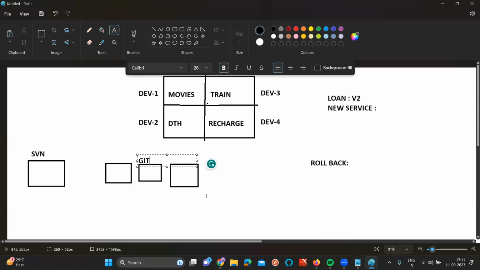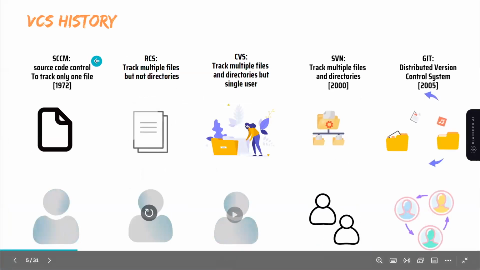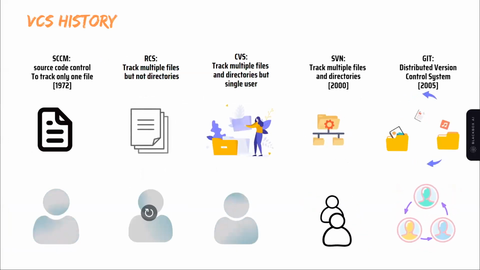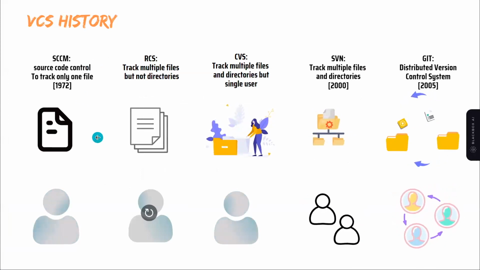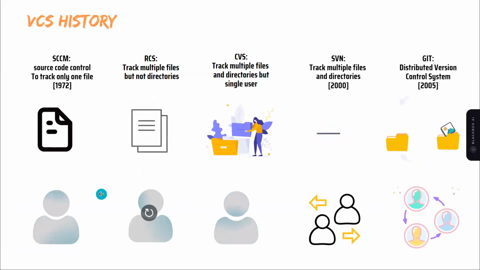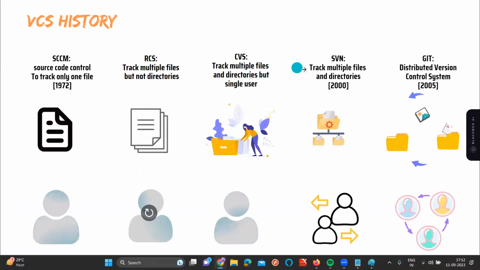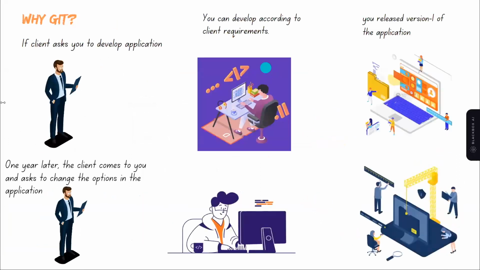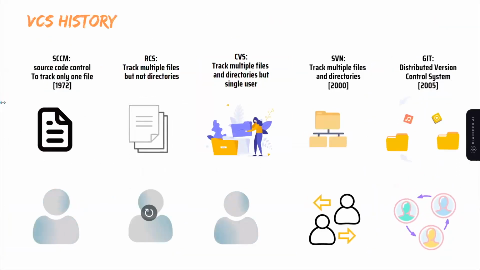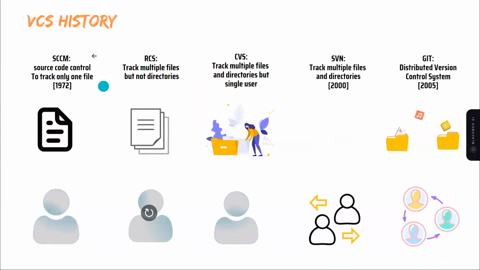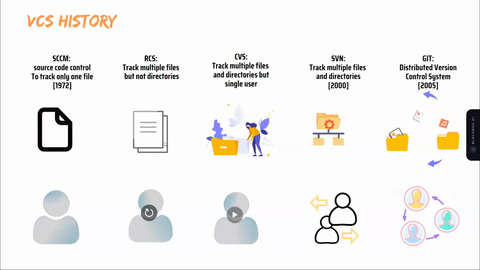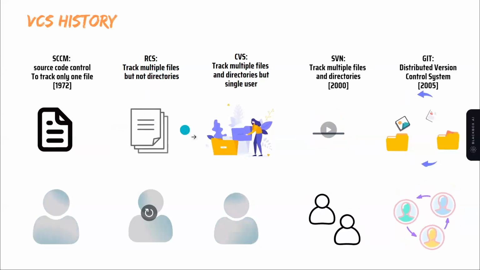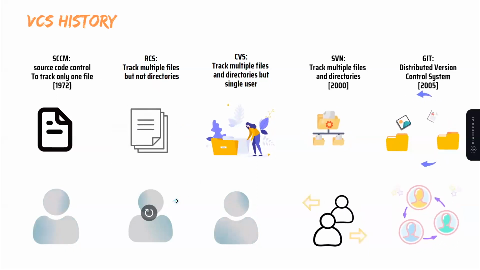Is the concept clear for all of you? One more time, I'll explain for your clarity. See, first of all, initially, which tool came into the market? SCCM. Which year? How many files can it track? One file. How many developers can work here? One developer. Disadvantage or not, sir? Why? Because in a project we have multiple developers and multiple files, so we cannot use it. Then RCS comes into the market. RCS means revision control system. How many files can I track? But how many users? Again, limitation or not, sir?